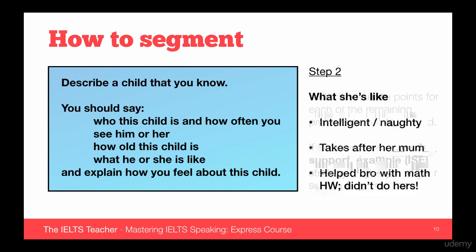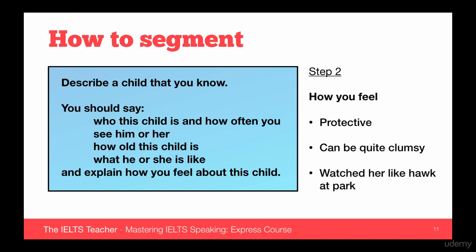What she's like. That's the next prompt. Idea, intelligent, naughty. Support, she takes after her mum. That means that she's like her mum. We talk about takes after when we think about children and their parents. And example, she helped her brother with his maths homework, but she didn't do her own.